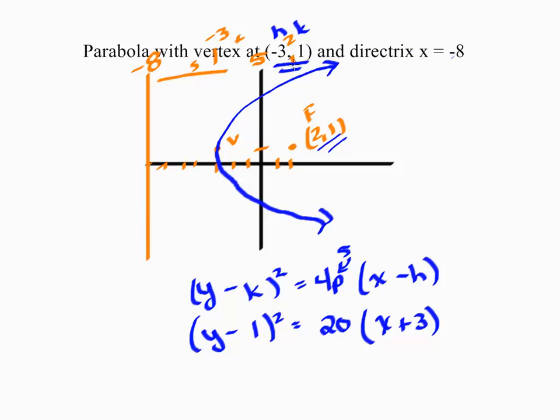Now we can always go through. Remember, my vertex is actually a point on the parabola. I can always check this by going in and plugging in negative 3 in for x and 1 in for y. Does that work? Well, negative 3 plus 3 is 0. 0 times anything is 0. 1 minus 1 is 0. Anything squared is 0. So, sure enough, that does give me a true value. 0 does equal 0, so that point must be on the parabola.